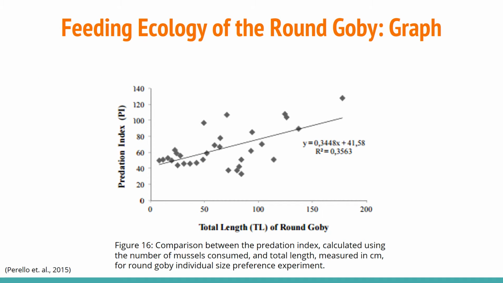For this graph, the total length of the round goby is measured in centimeters, and the predation index was calculated using the number of mussels consumed and in which of the 4 class sizes they fell into. Round goby individuals consumed, on average, more quagga mussels from the smallest class sizes compared to the other class sizes. There is a greater selection of mussels from the smaller class sizes than there is from the large class sizes. A positive correlation was also observed between the predation index and round goby total length.